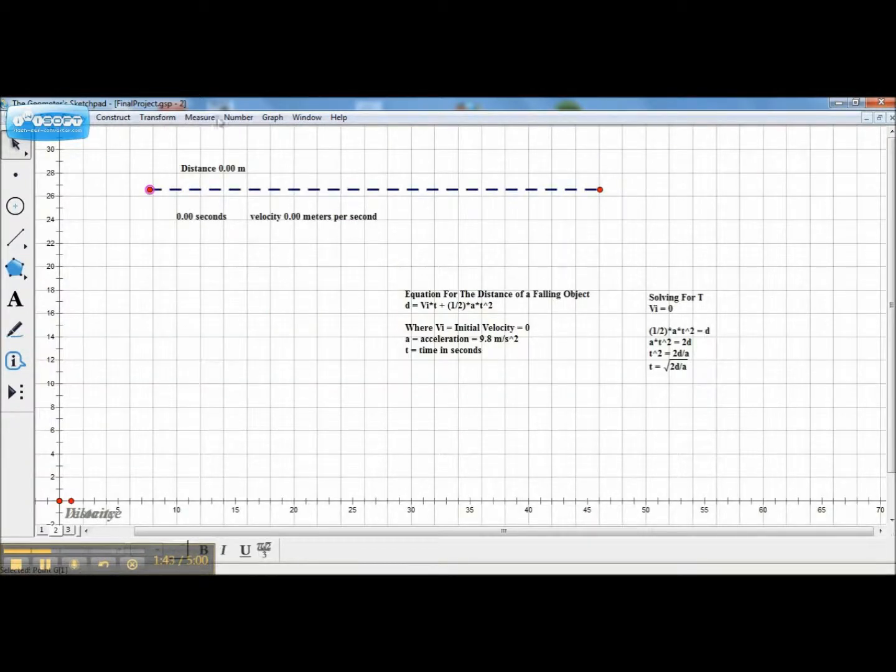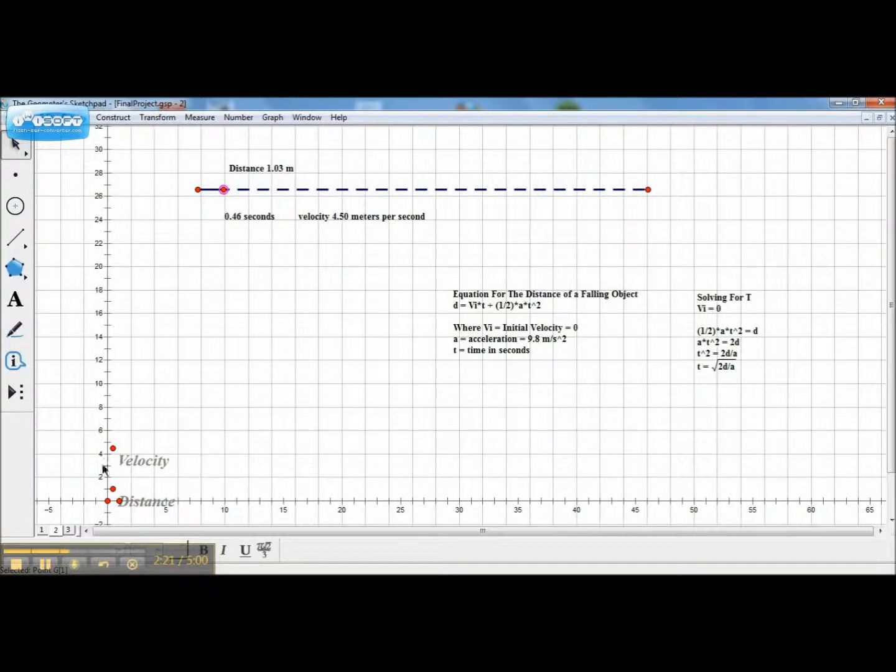And here I went ahead and graphed the distance and the velocity. We can go to 1 meter. And again, it's going to be 0.45 seconds, and it's going to be about 4.5 meters per second is our velocity. You can see that on the graph as well. The velocity is about 4.5, and it has fallen for about 0.4 seconds.